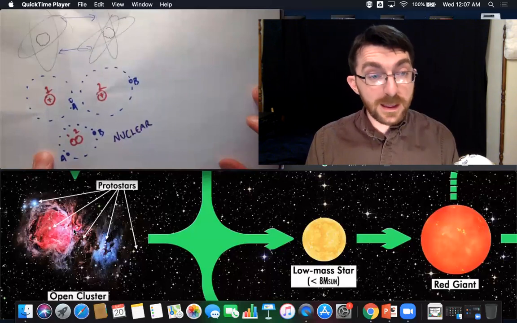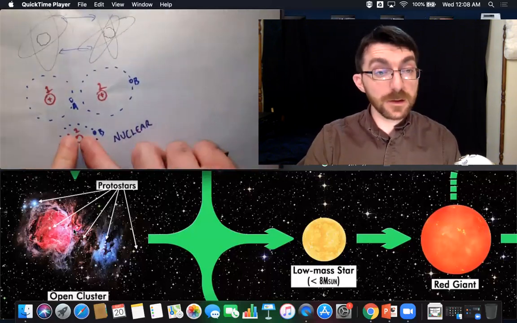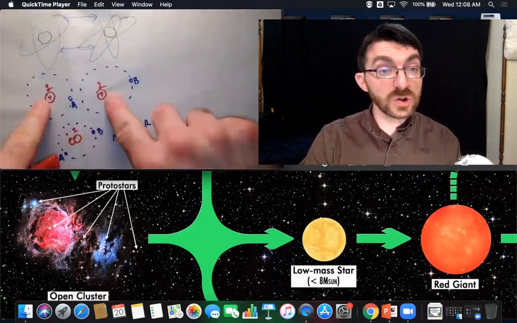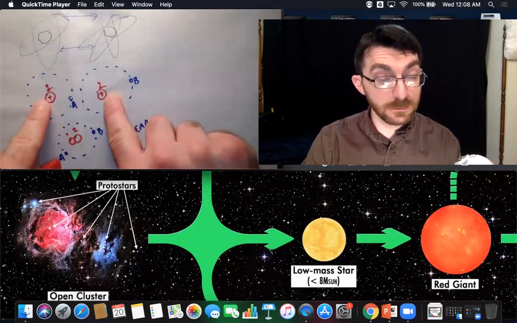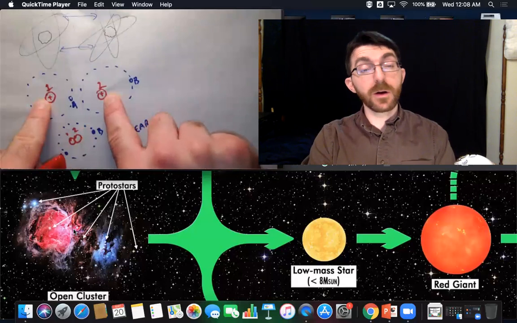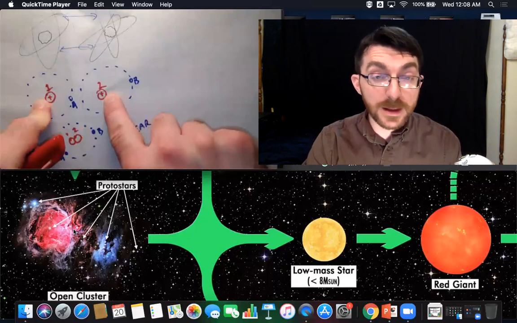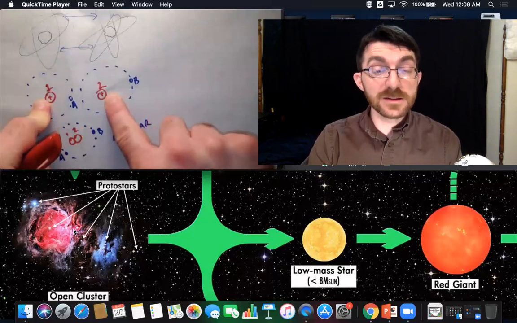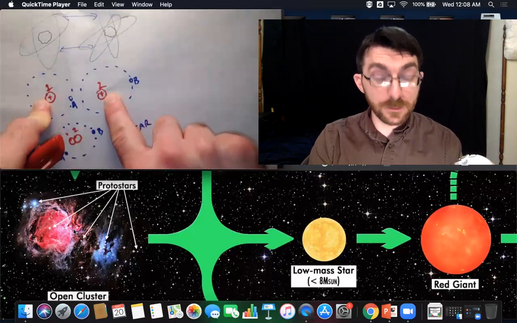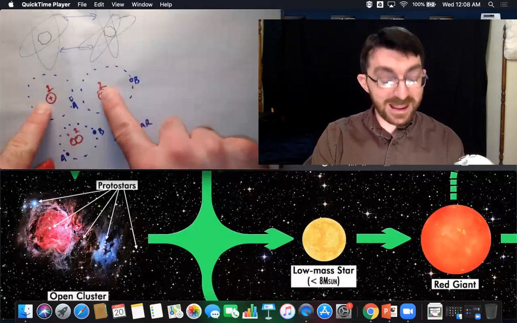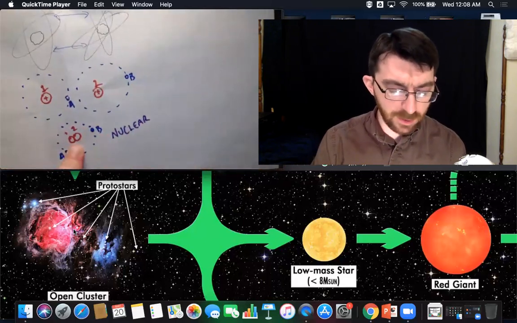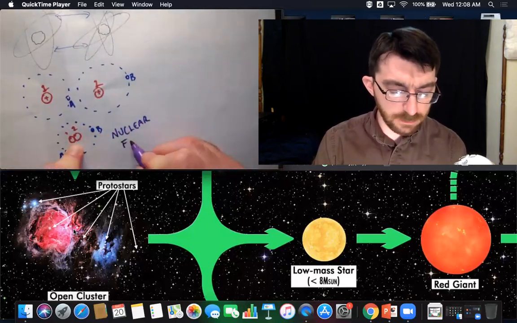Now, if we had split this atom into those two, it would be called fission. And that is the nuclear process that powers nuclear power plants and is the explosive force behind nuclear bombs. This one, going from two atoms into one, is the opposite. That is called nuclear fusion.